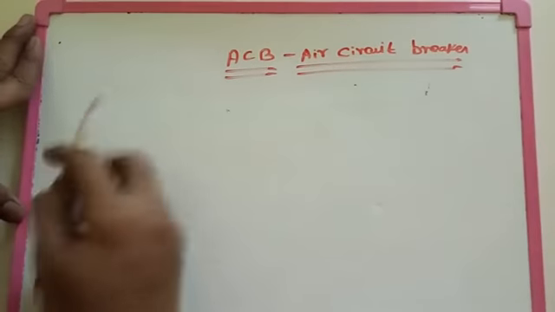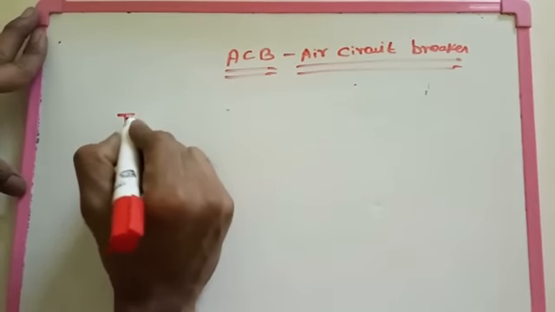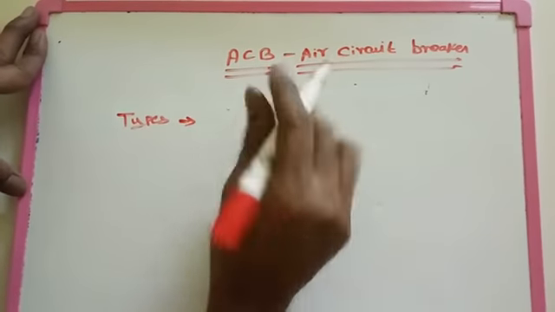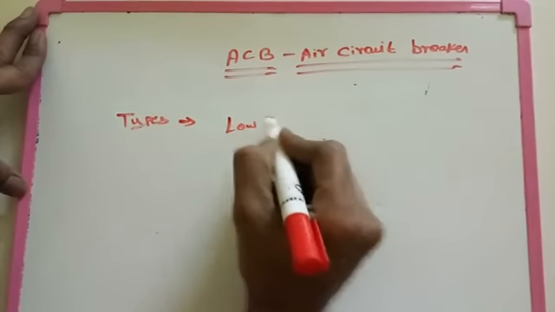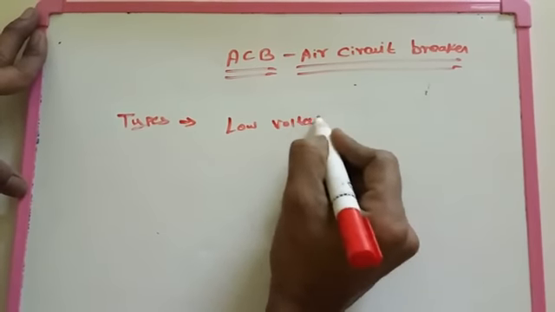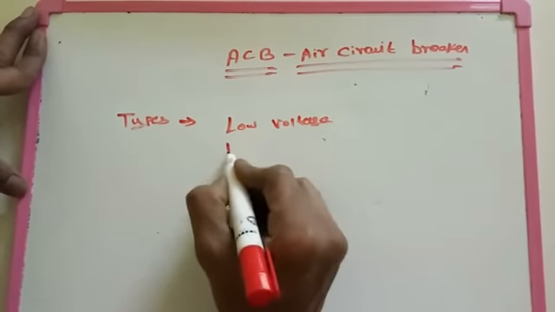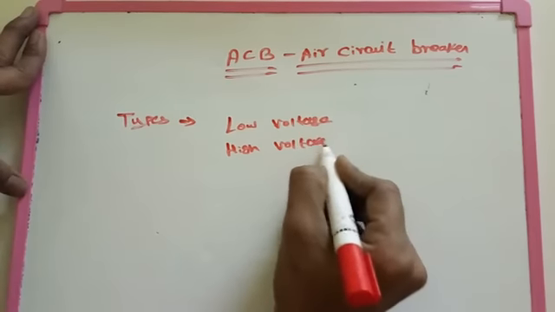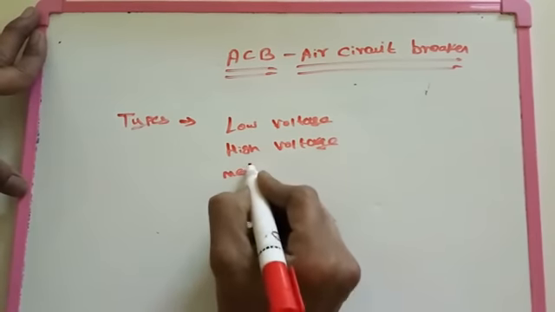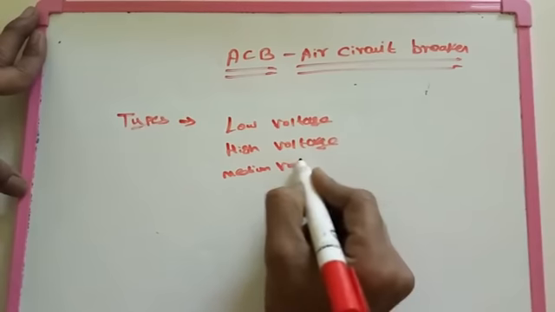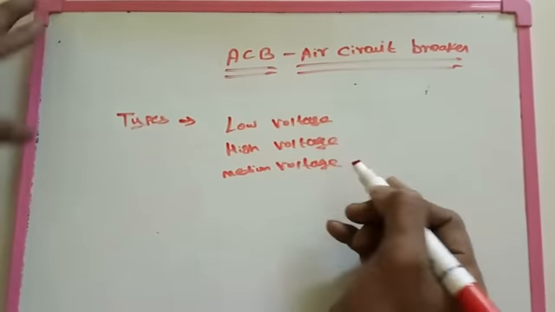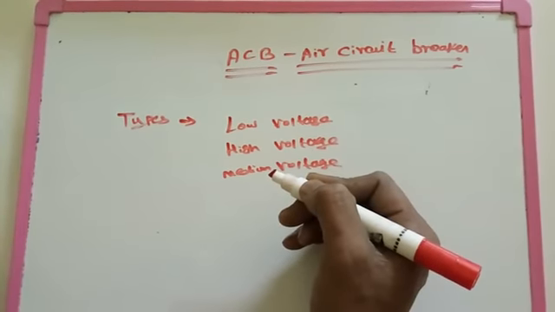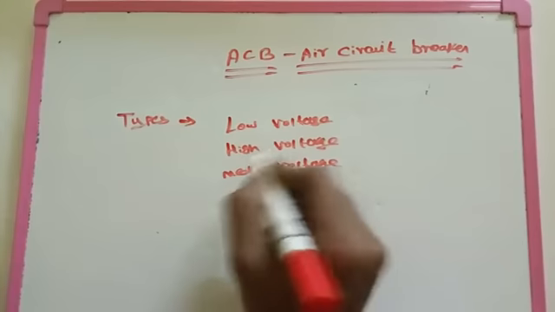First thing, types. We already know the voltages; we are just separating them into low voltage, high voltage, and then medium voltage also. After that we have ultra high and extra high voltages also. Now we are going to see circuit breakers in the first 3 voltage levels.